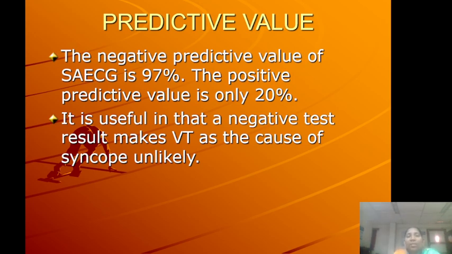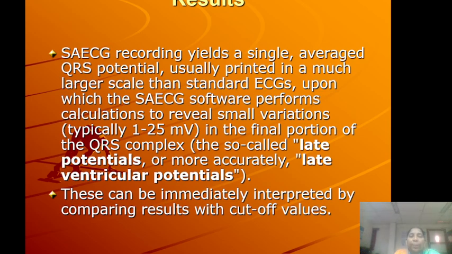Here the researchers conducted a study and identified that the negative predictive value of this signal average ECG is 97% and the positive predictive value is only 20%. So this test is mainly used to find negative test results, which make ventricular tachycardia as a cause of syncope unlikely.